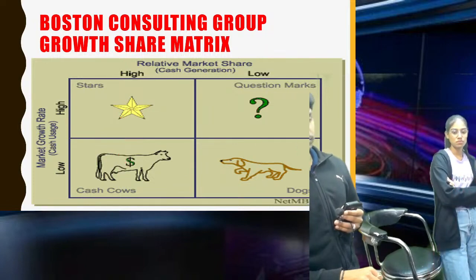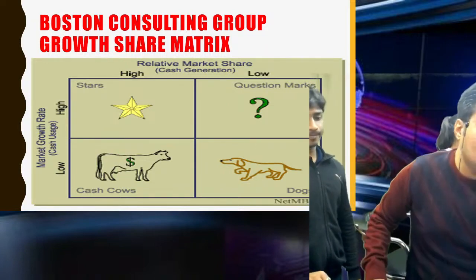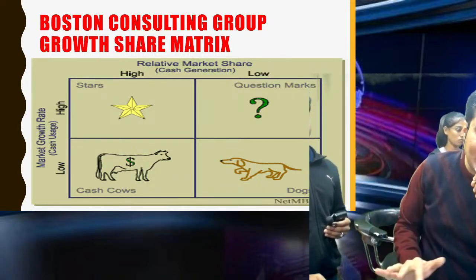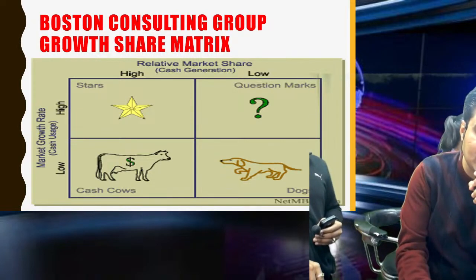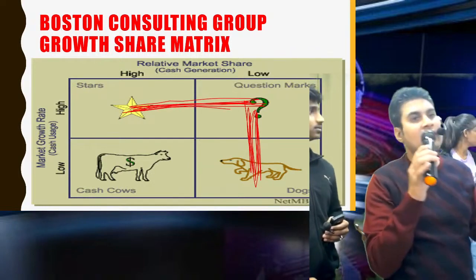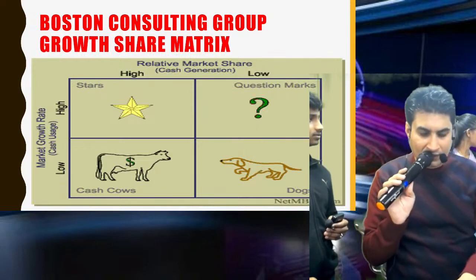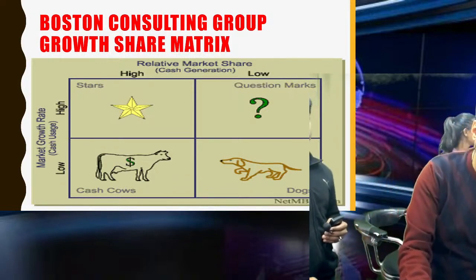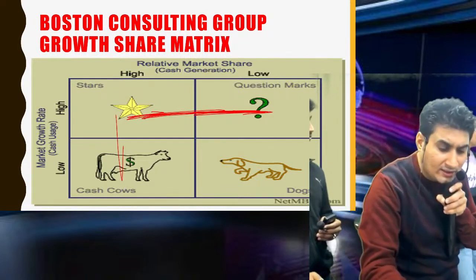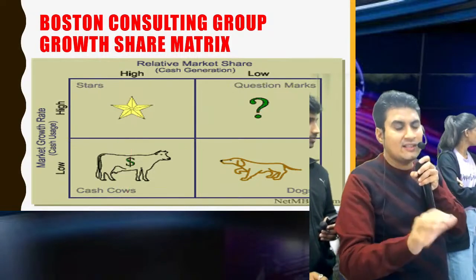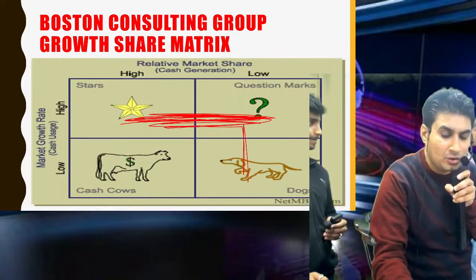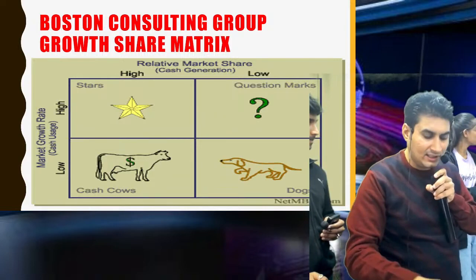There are two sequences in life given in the CS book, Company Secretary: success and disaster. One more time. What is success? I am a dog. My market will increase one day, I will become a question mark, and one day I will become a star. In English, this is the success sequence. The second success sequence is: I am a question mark, working very hard, I become a star, but one day the market will reduce and I become a cash cow. This is success. What is disaster? I am a star. If I fall, I will become a question mark, and if the market reduces, I will become a dog. That is disaster. Not in our syllabus.